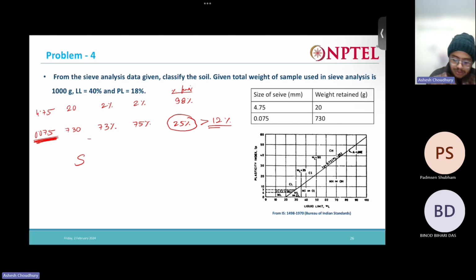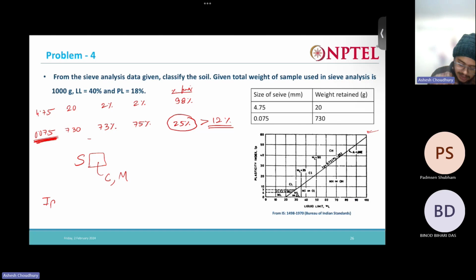Okay, so what are the possible suffixes that we can have here? We can have either clay or silt. Correct? Clay or silt. Now we have to identify whether this is clay or silt. How can we do that? As I had discussed in this class, we are going to take help of this plasticity chart in order to determine whether it is a clay or silt. Now, let us first determine our plasticity index.